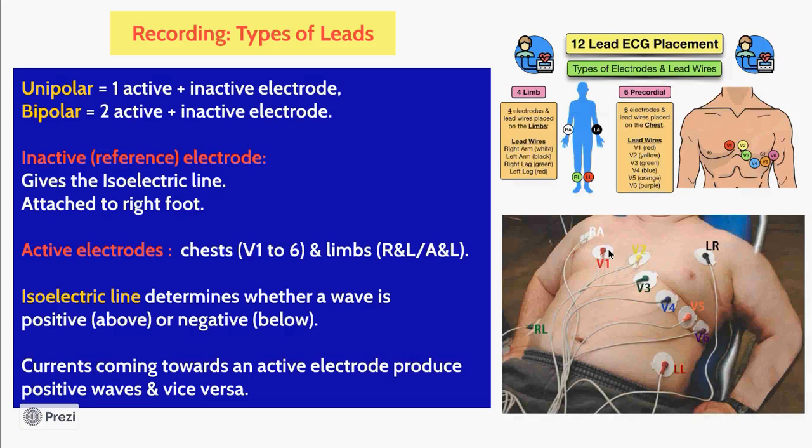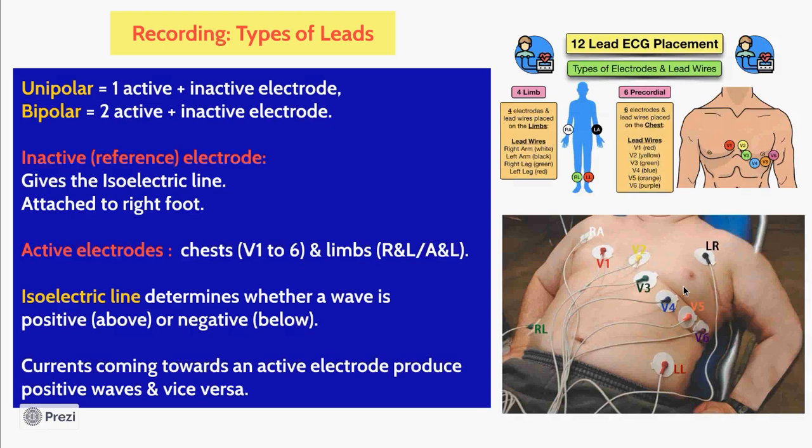V2 is put at the same side, second intercostal space, but at the left side of the sternum. V4 is put corresponding to the apex of the heart, which is the 5th intercostal space, mid-clavicular line, and V3 is put between V2 and V4. V4, V5 and V6 are all in the 5th intercostal space.